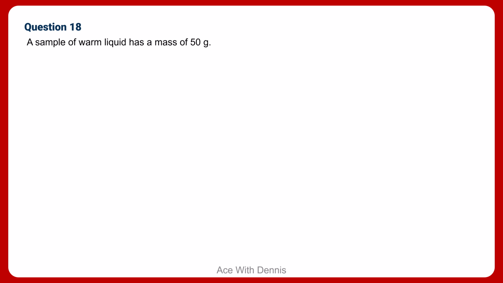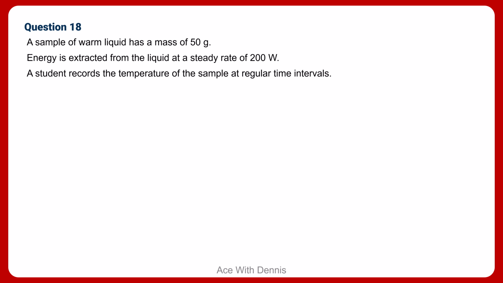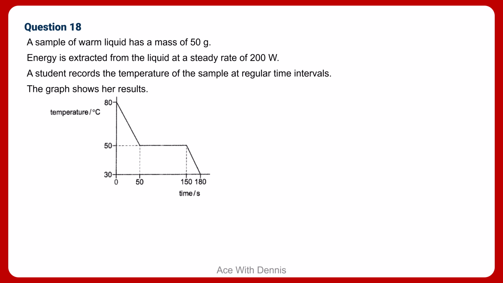Question 18. A sample of warm liquid has a mass of 50 grams. Energy is extracted from the liquid at a steady rate of 200 watts. A student records the temperature of the sample at regular time intervals. The graph shows her results. So here is the graph. What is the specific latent heat of fusion of the sample?